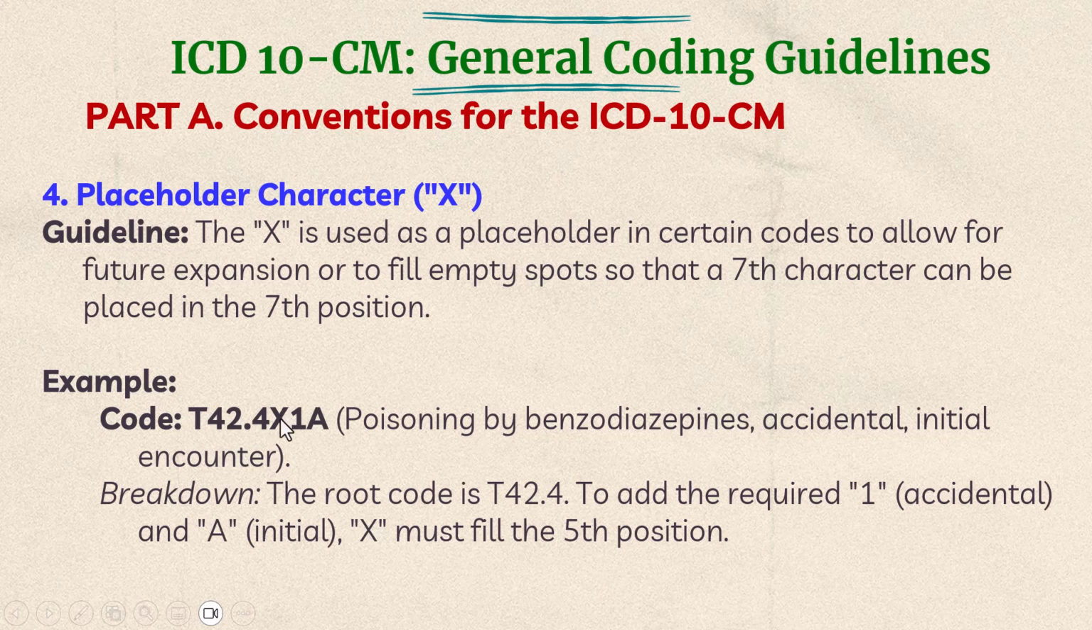Without X, you can see 1, 2, 3, 4, 5, 6. The A will come in the 6th position, but the encounter character should come in the 7th position. So to fill that gap, you have to use this X as the placeholder. You will understand when you do the questions or the coding practices.